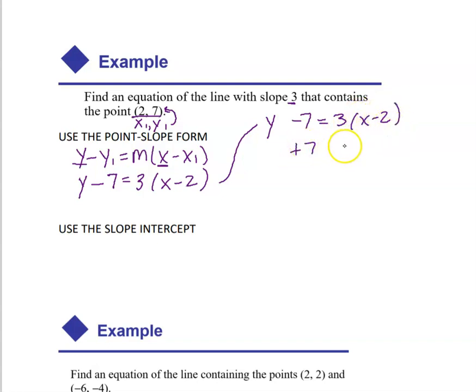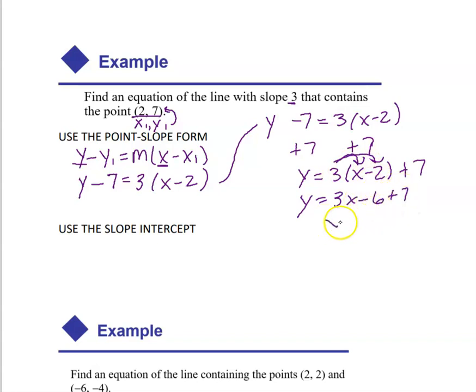So we would add 7 to both sides of our equal sign. That would give us y equals 3 times x minus 2, plus 7. Now we can distribute this 3, so that would be 3x, and then 3 times negative 2 is negative 6, plus 7. So y equals 3x, and these two can go together, so plus 1. So this is method 1. We use the point-slope formula to find the line.